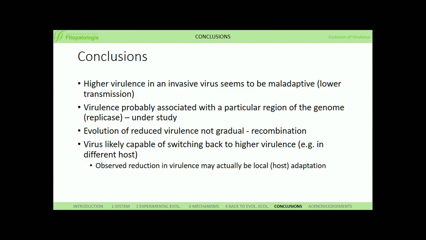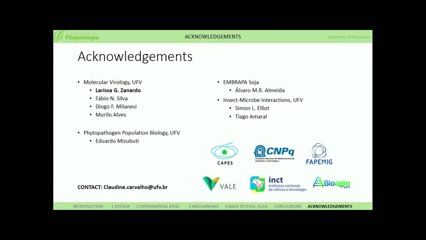To conclude, higher virulence seems to be maladaptive because you've got lower fitness, both in terms of virus replication and in terms of survival of the vector. And it seems to be associated with a particular region of the genome, and where the initial expectation was a set of mutations which would gradually change, here we have a switch, and it may well be able to switch back, and this may actually reflect changing hosts. It may be that if it gets into a different host, it will change. So this may be down to local host adaptation, but it certainly seems that in this particular cultivar of the parasite, that's what's going on.